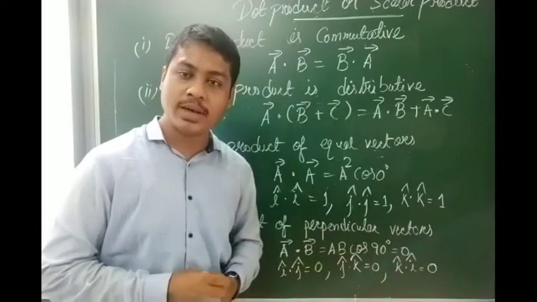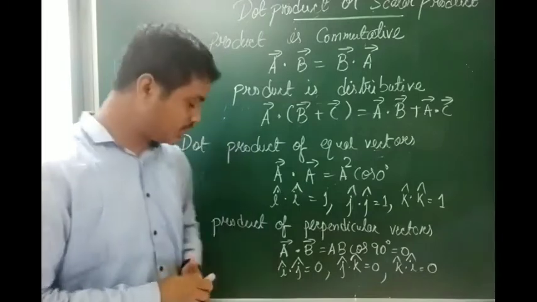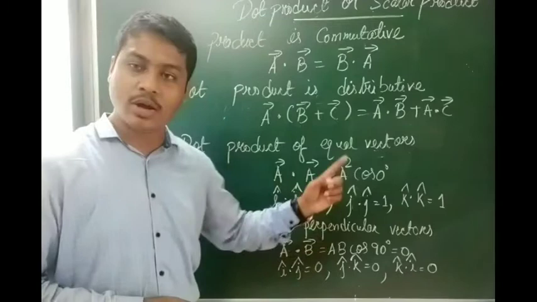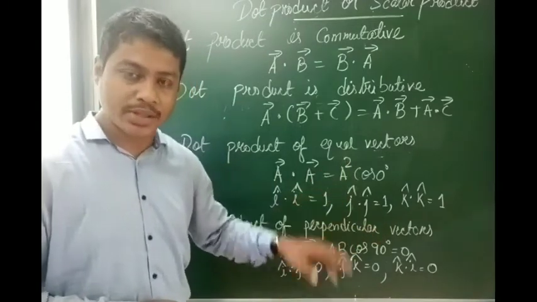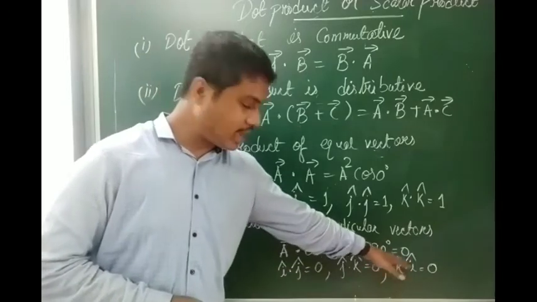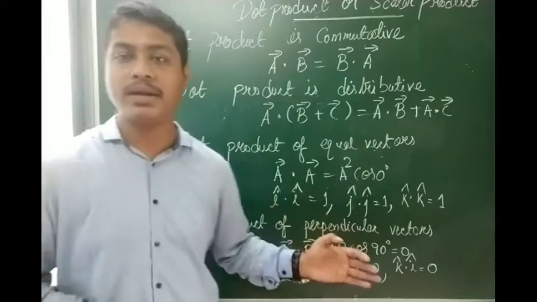So cos 90 value is how much? It is equal to 0. So which are the perpendicular vectors? I cap dot J cap, because I cap is along the x axis and J cap is along the y axis. They are perpendicular to each other, so it will be equal to 0. Similarly, J cap dot K cap is 0 and K cap dot I cap is also equal to 0. So this is the dot product of the perpendicular vectors.